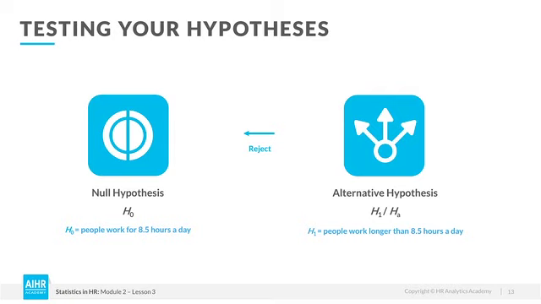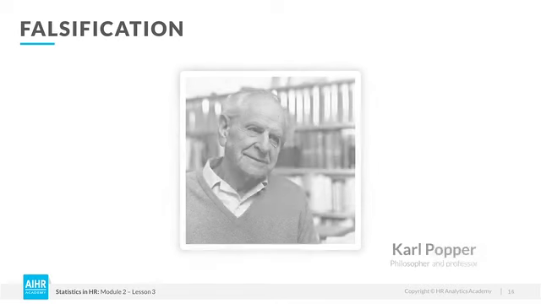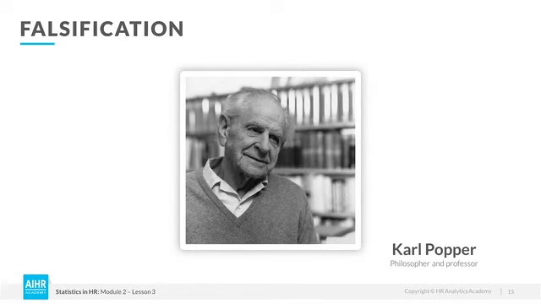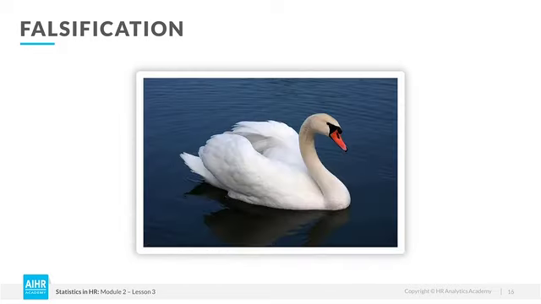Now you may wonder why we do that, and we do this due to something called falsification. This concept was popularized by the famous philosopher of science Karl Popper. He proposed that science can never verify hypotheses, only falsify them. And by falsifying the hypothesis, we get closer to the actual truth. The famous example is that of black and white swans.